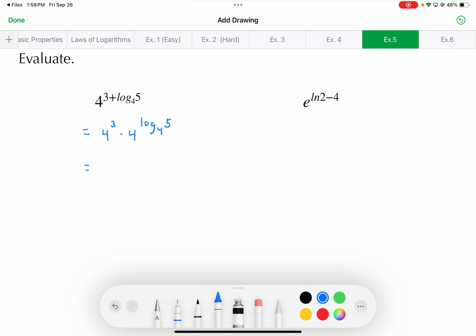Okay, what is 4 to the 3rd power? And what is 4 to the power log base 4 of 5? 5. Okay, 64 times 5, 320.